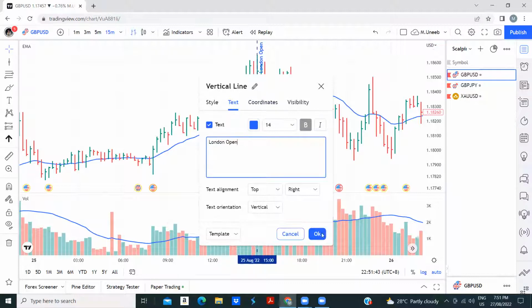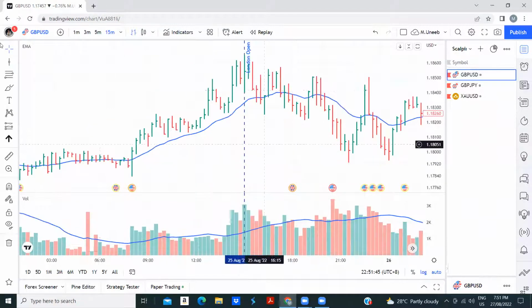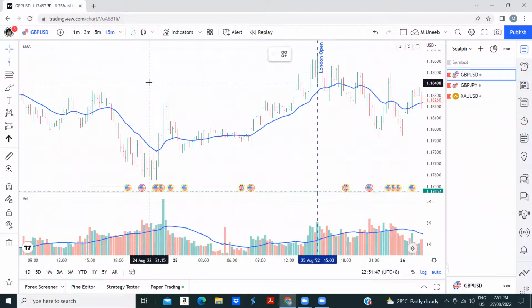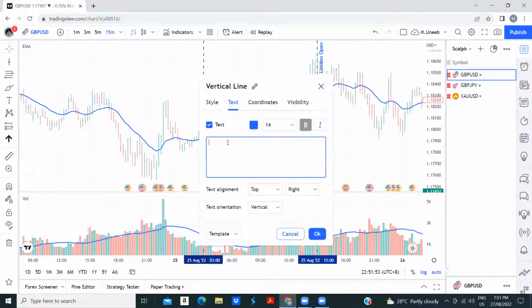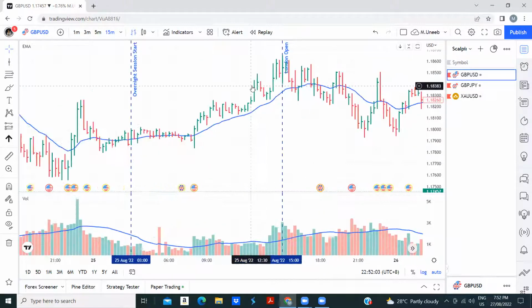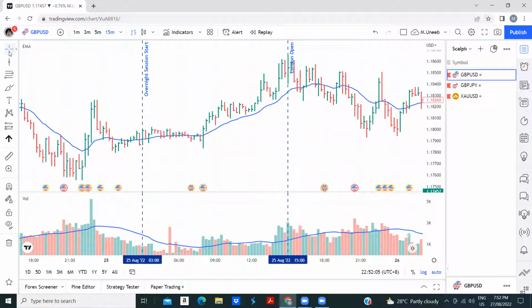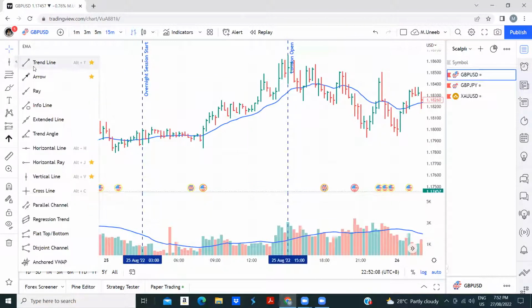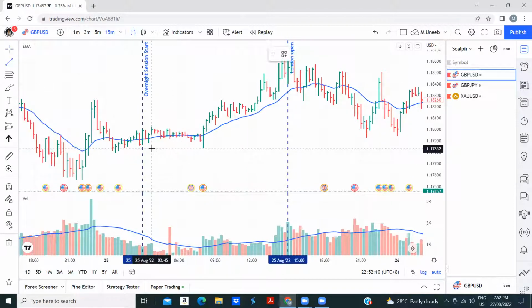The second step is to mark the place where the overnight session started. The overnight session started at 3 a.m. your time. What is the highest point? The lowest point between this one? This one? Yeah.